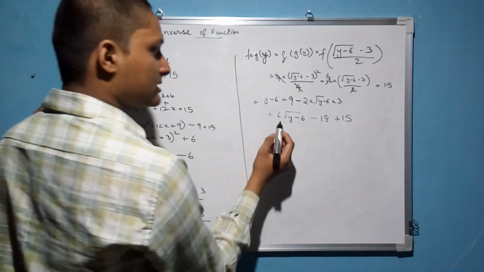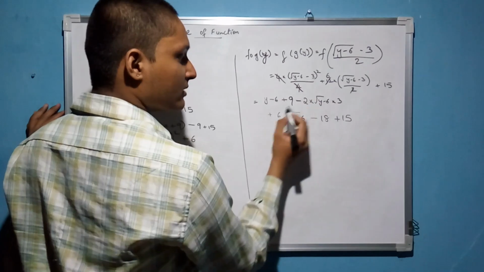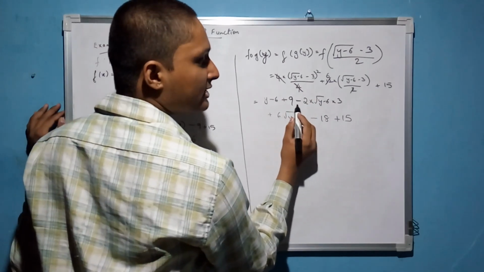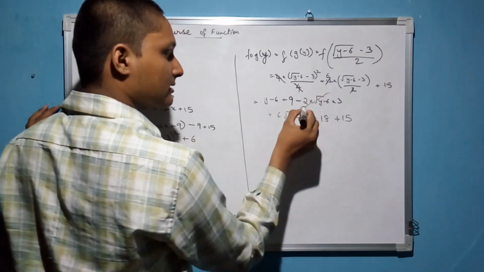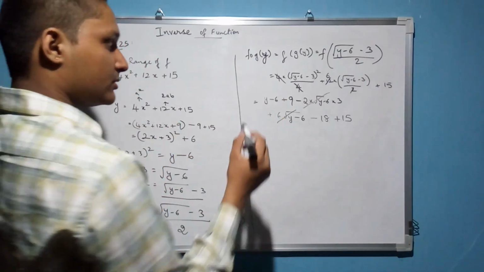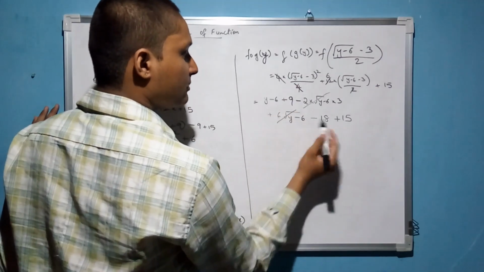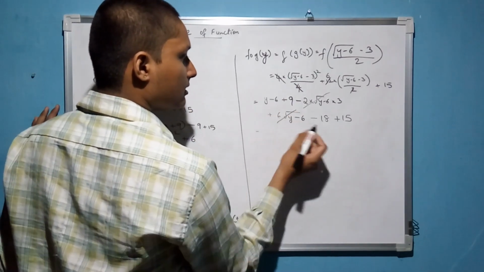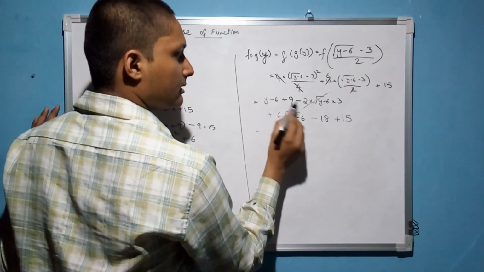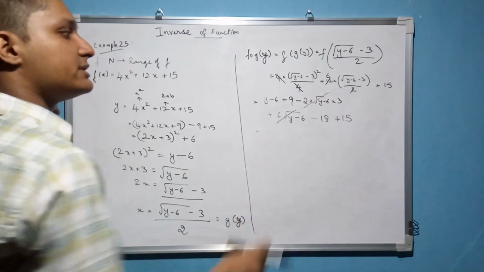Right? So this is 6 root y minus 6. 3 into 2 is 6. So plus 6 root y minus 6 and minus 6 root y minus 6. I'll just cancel that. So now you have with you 15 plus 9 and 18 plus 6, 15 plus 9. This is a negative, this is a positive part.